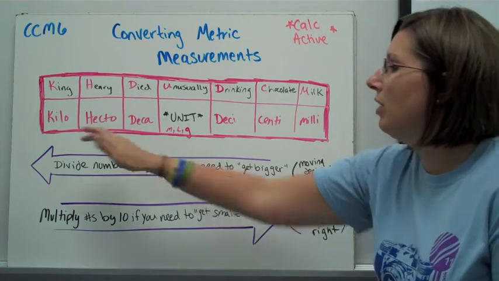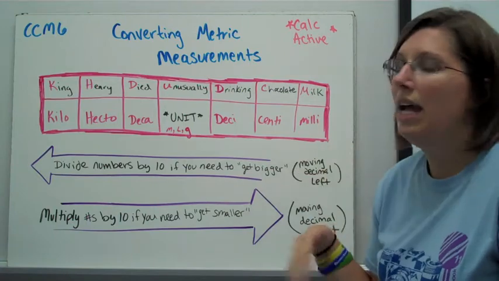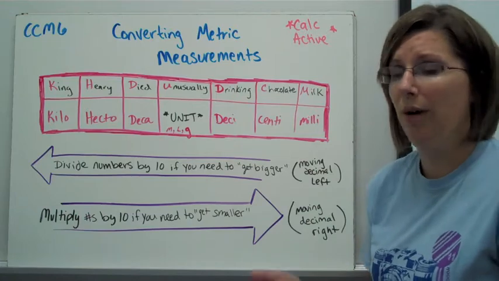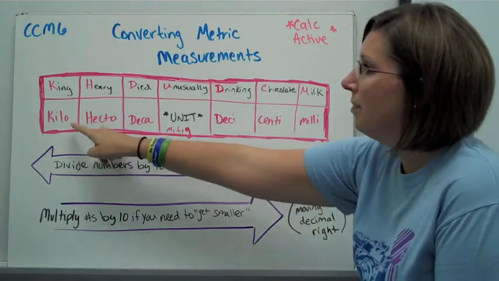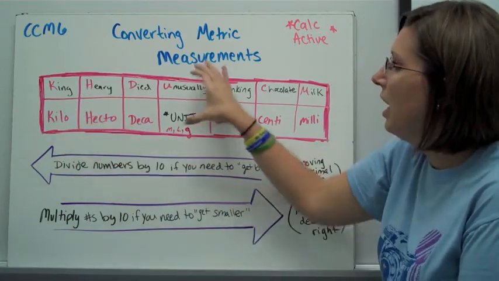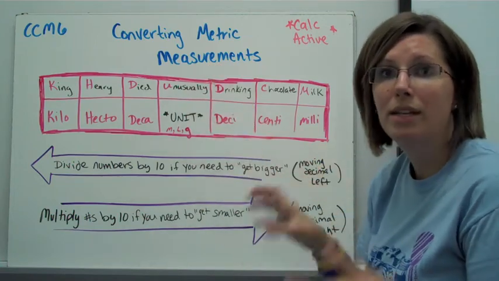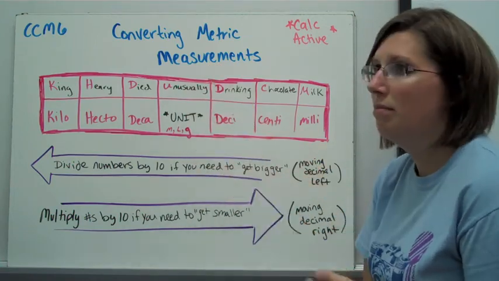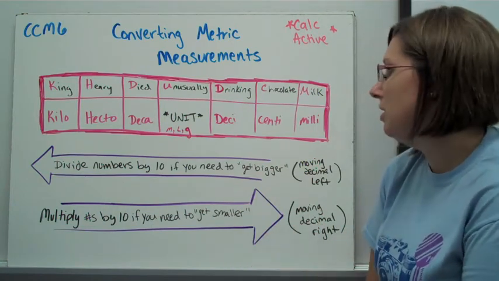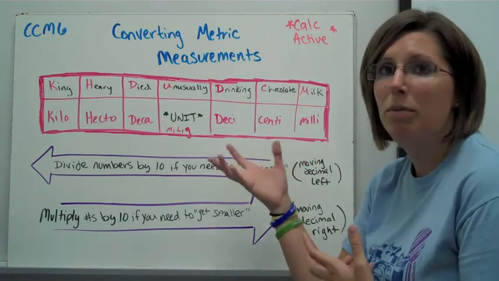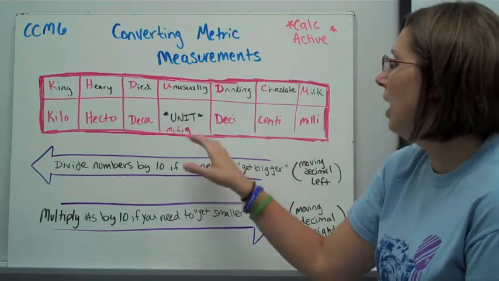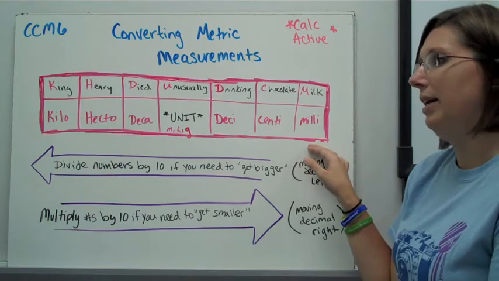But here are the units of measure, and we've come up with a saying that might help you remember these units of measure in order. The first one is kilo, so that's really, really big, and the next one's hecto, then deca, and then here in the middle we have our base unit. That's meters, liters, and grams. That's usually what people start out with and then make something bigger or smaller. So that's our unit of measure. And then we have deci, centi, and milli.